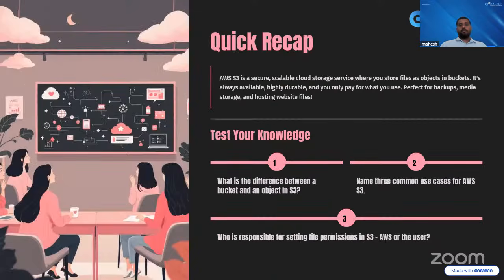Okay, quick recap of what we have done. So already the summary has been done. Kindly, participants, please provide the answers. What is the difference between a bucket and an object in S3? Name three common use cases for AWS S3. Please, everyone, I appreciate the answers in the chat box. So, kindly give the answers for the questions. Your responses will be highly appreciated.